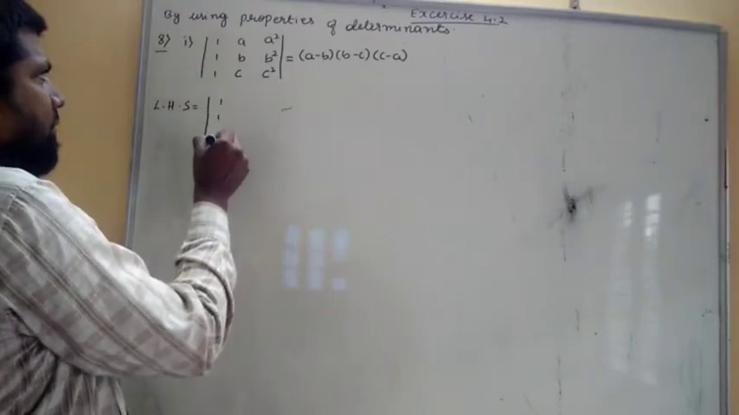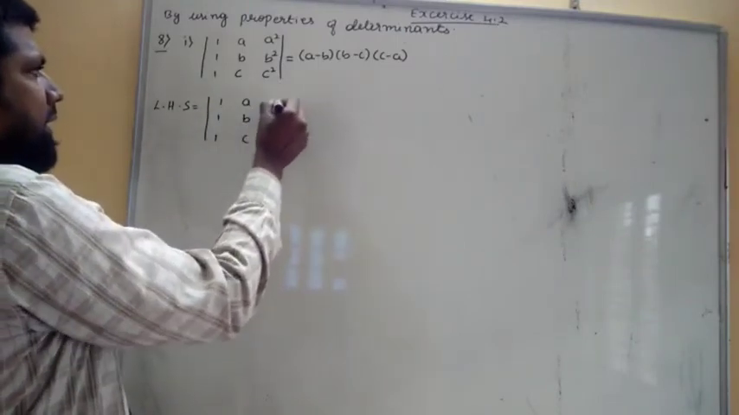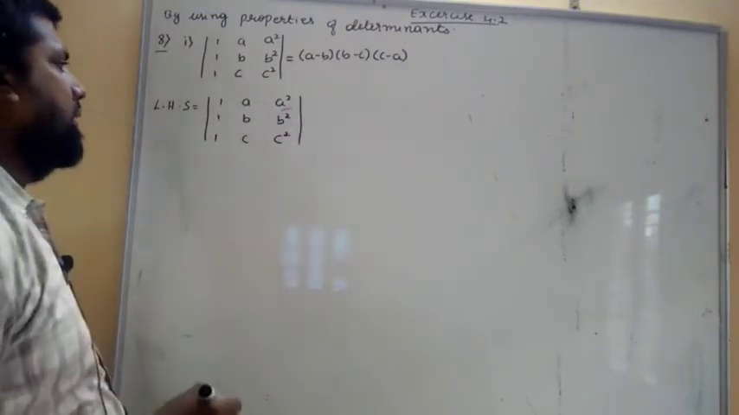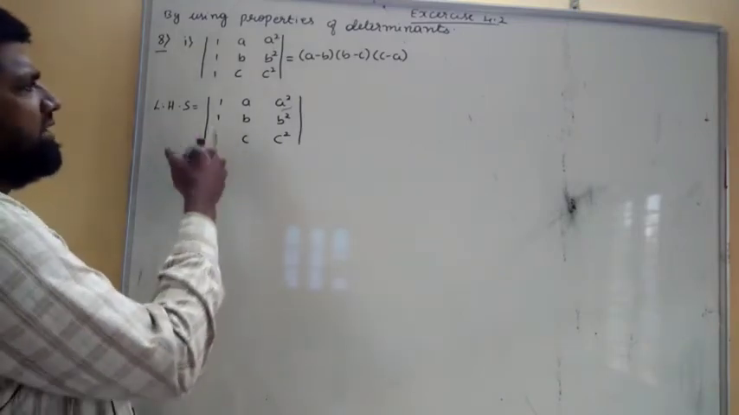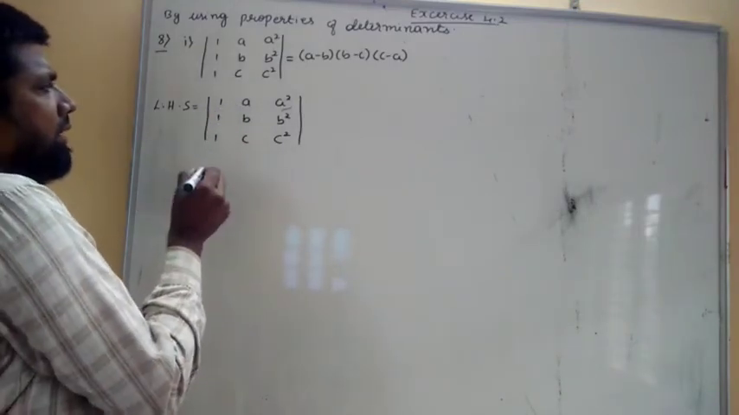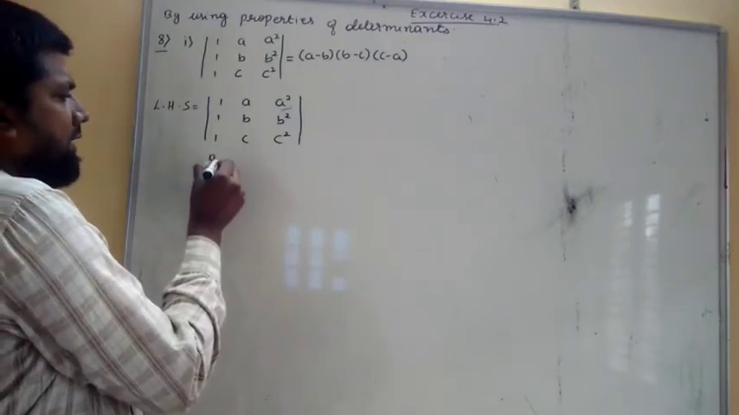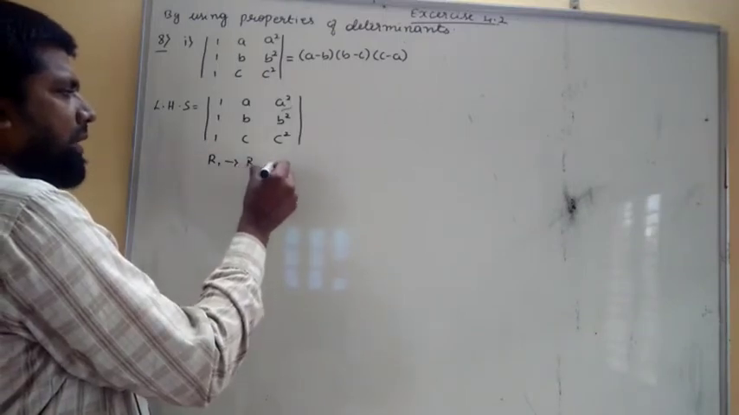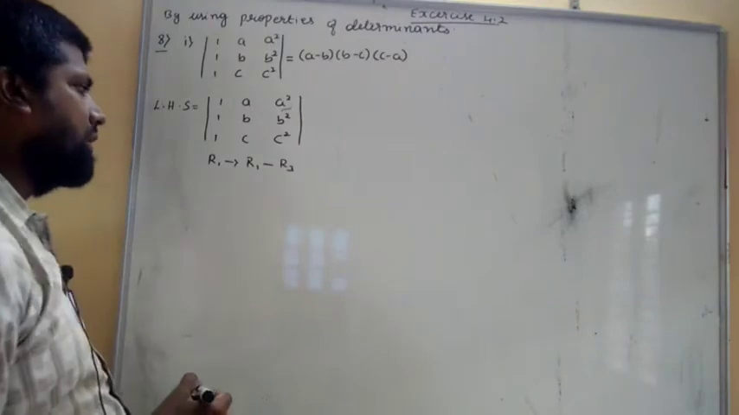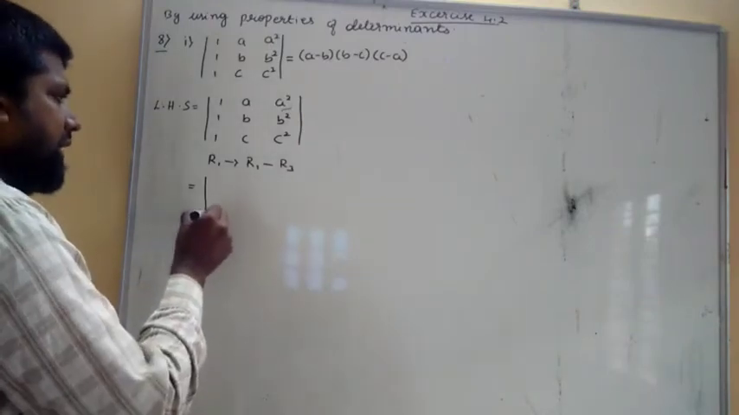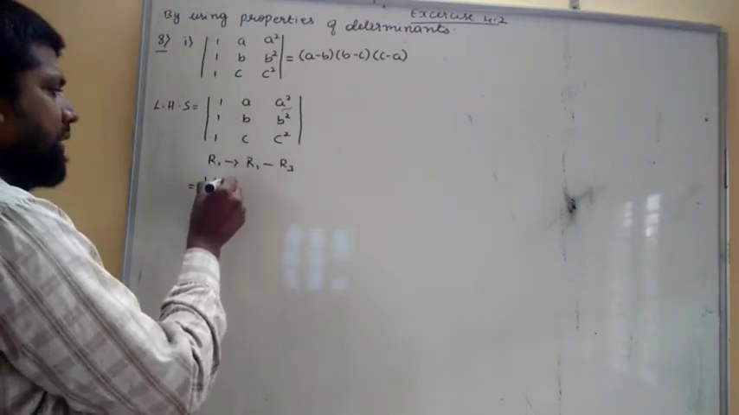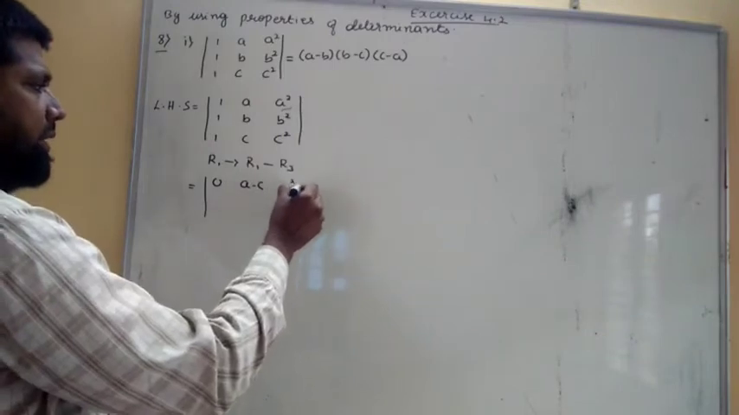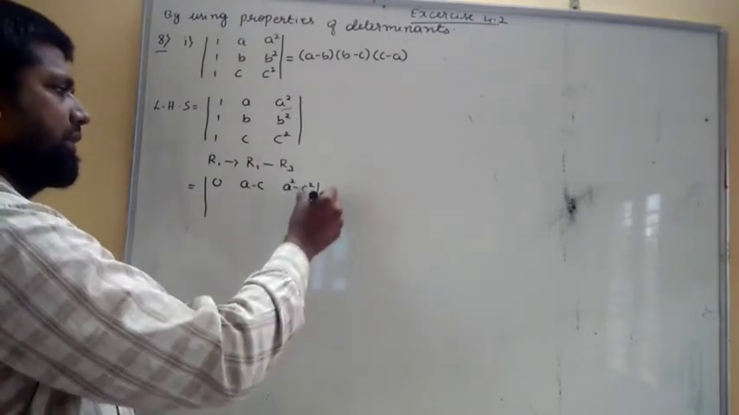LHS is 1, 1, 1, A, B, C, then A square, B square, then C square. This is an LHS. So now, let us observe this determinant. We can change R1 as R1 minus R3. So if you change R1, 1 minus 1 is 0, A minus C, then A square minus C square. So this is the R1.